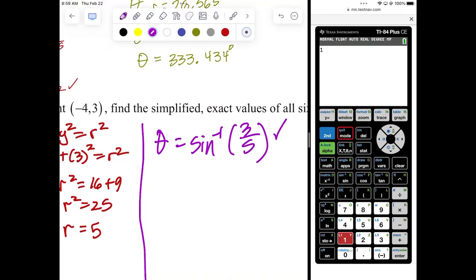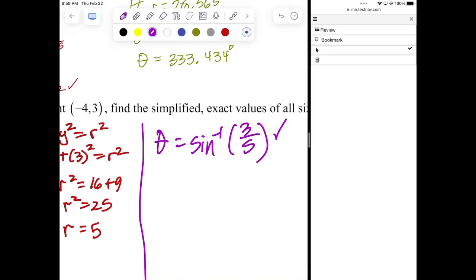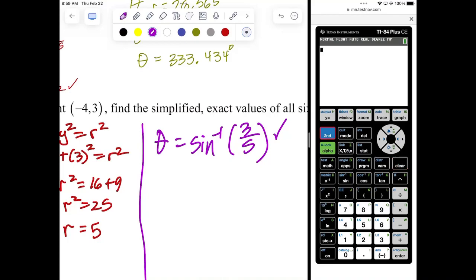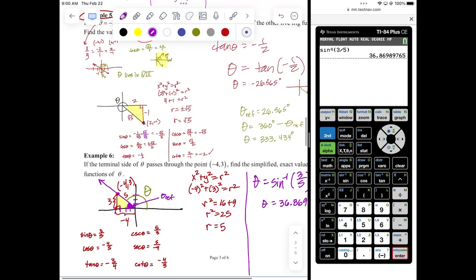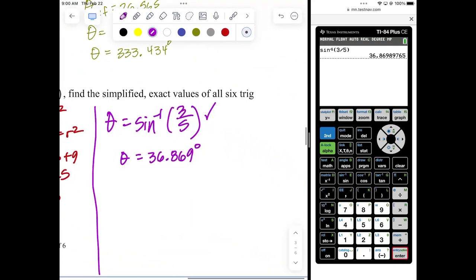Now we go to our calculator and we type in second sine. Oops, my calculator freezes up very regularly. Second sine of 3 divided by 5. And it tells us that theta is 36.869. Is that our angle in quadrant 2? It's not. It's actually not even coterminal with it, right? Where does 36.869 live? In quadrant 1.